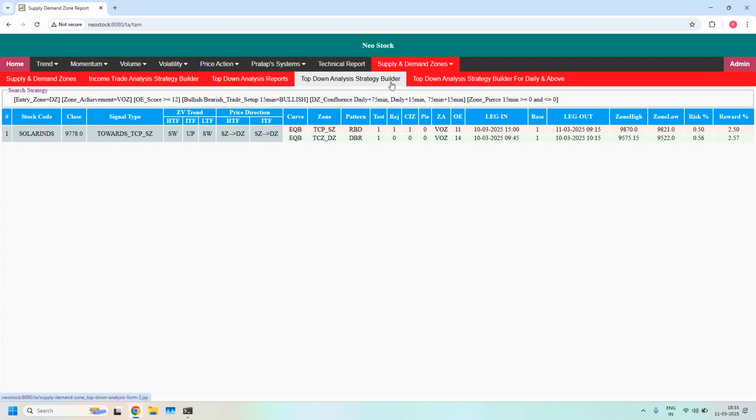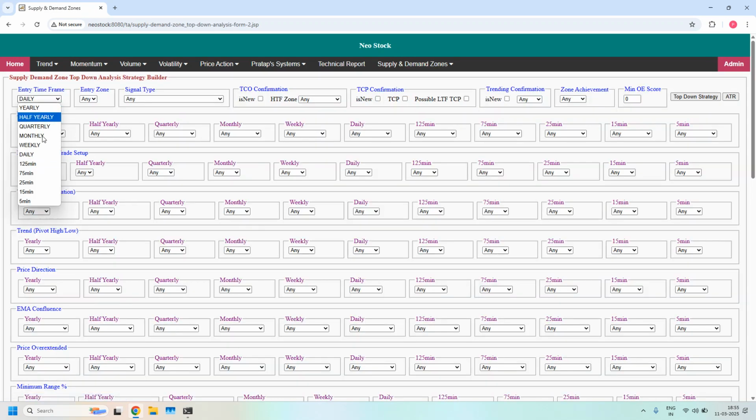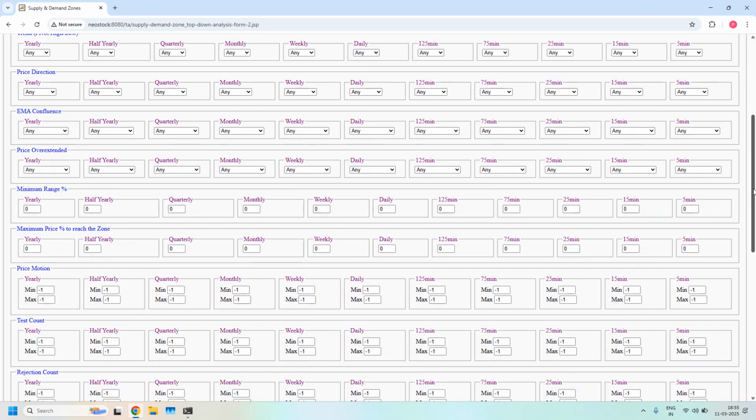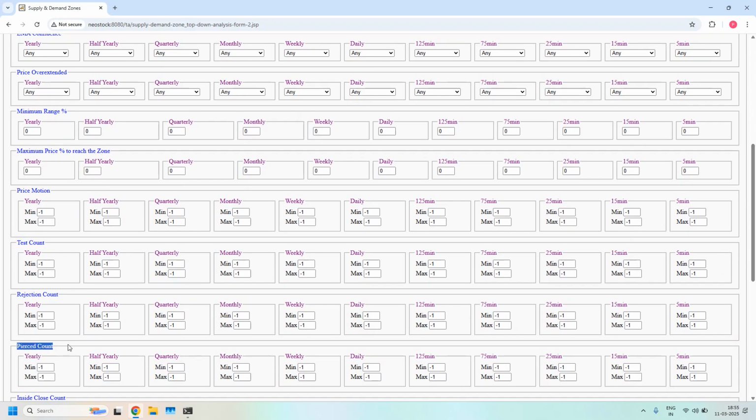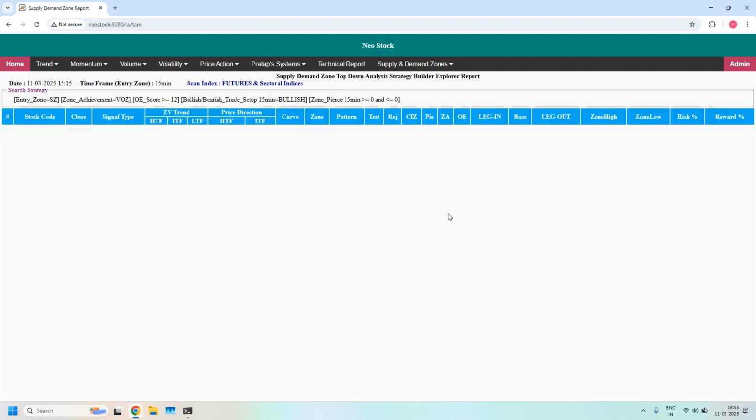Next, bearish trade setup for daily income trade. Entry time frame 15 minutes. Entry zone is supply zone. In bullish or bearish trade setup at 15 minutes, I am selecting bearish. Zone achievement is violated opposing zone. Minimum odd enhancer score is 12. And the 15 minute supply zone should not be pierced. So in the pierced count at 15 minutes time frame, I am selecting minimum value 0, maximum value 0. So with these filters, we did not get any stock.